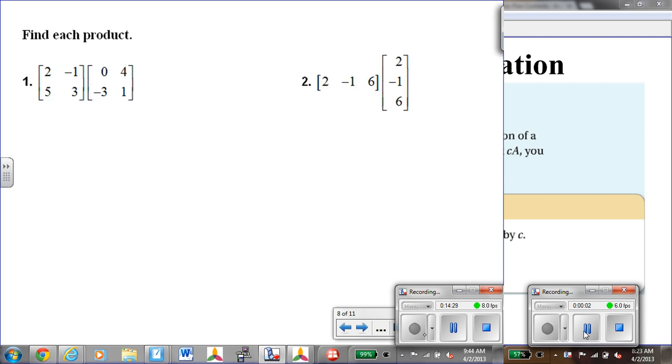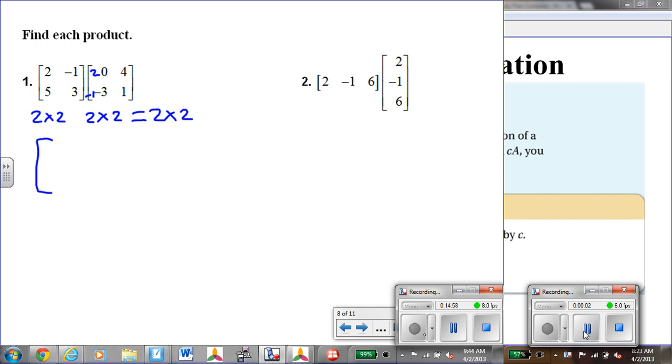Okay. I still think the best thing to always do is write down the dimensions so you know if you can do it and what you should expect your outcome to look like. So what are the dimensions of this? 2 by 2, and this is a 2 by 2, so you should get a 2 by 2. Okay? So what you're going to do is take the first row, which is 2, negative 1, and we're going to put it right here, and we're going to multiply, add, multiply, add. Okay?